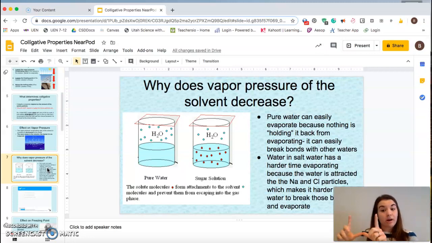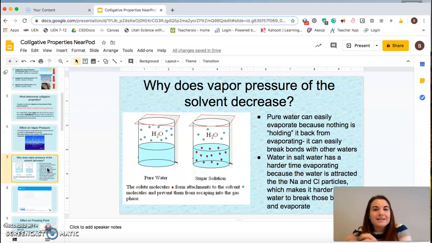Whereas on my other beaker over here, I have salt water. Now, that salt, NaCl or magnesium chloride, any type of salt or sugar, when that dissolves in the water, the sodium separates from the chlorine. Waters surround the sodium, and then waters surround the chlorine. These waters are super, super attracted to sodium and chlorine. They're hanging on to them so tight.